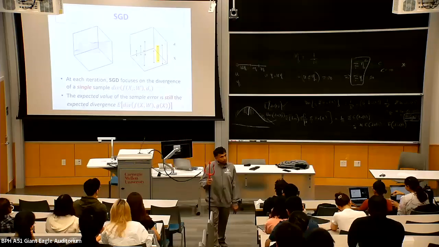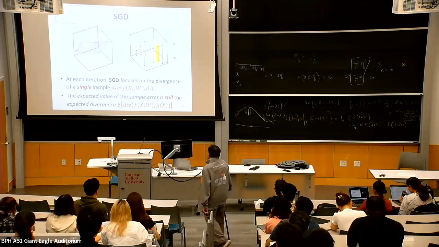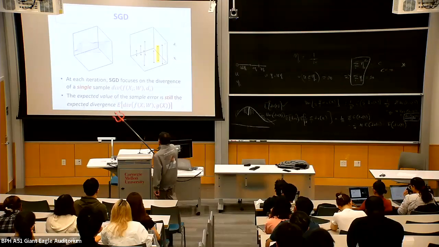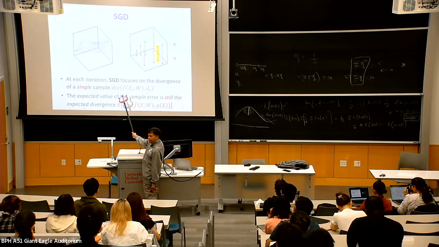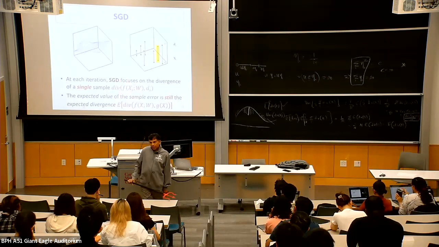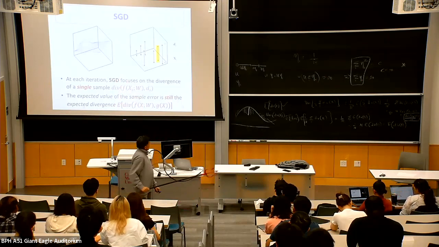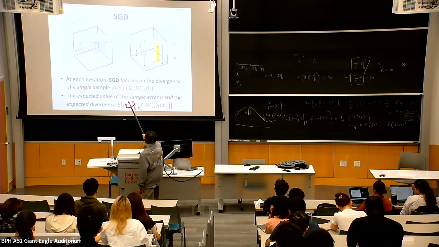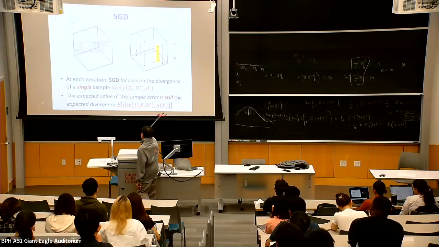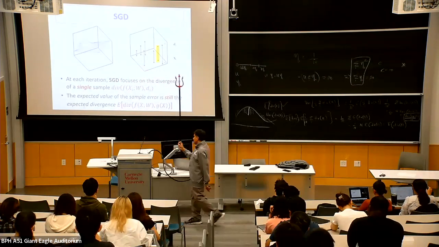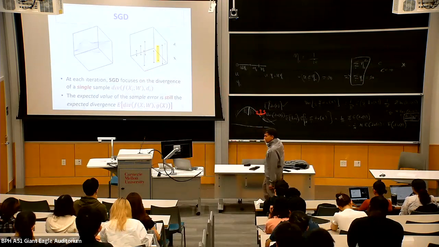Just one sample. So your single sample error is simply the divergence at that sample, right? What is the expected value of the divergence? The expected value of the divergence is simply the expected value of the divergence. If you look at this, the expected value of divergence of x is just the expected value of the divergence that we had, which is the same as this guy here.